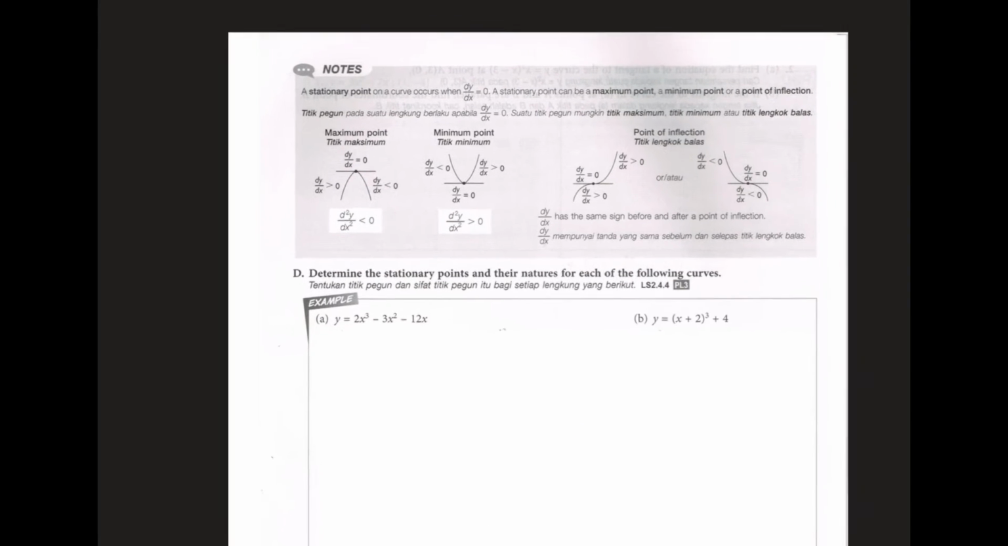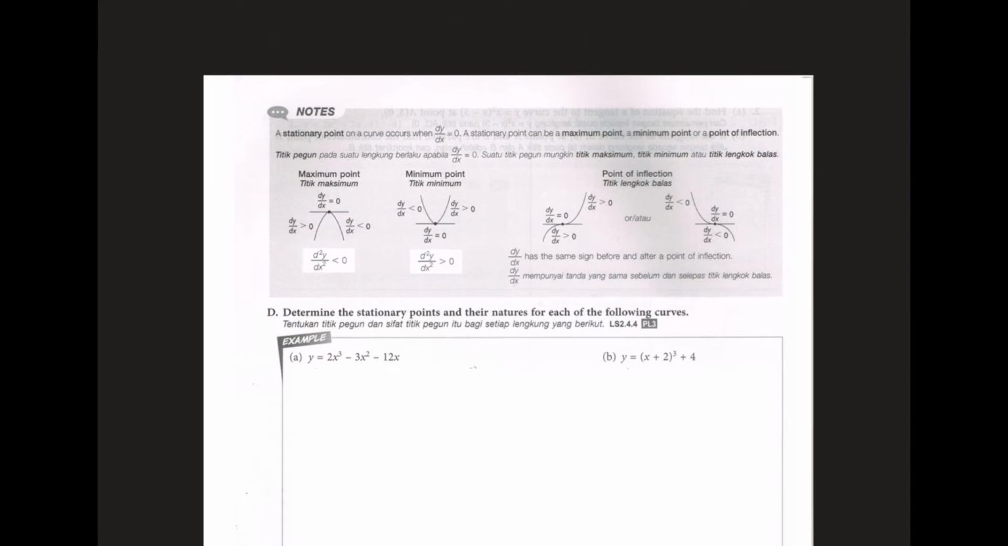Okay, so we look at this part. As you can see here, we have a stationary point. First of all, I think you should know what a stationary point is. It's either the maximum point or the minimum point. They are called stationary points. Besides that, a point of inflection is also a stationary point. So a point of inflection is like this or like that.